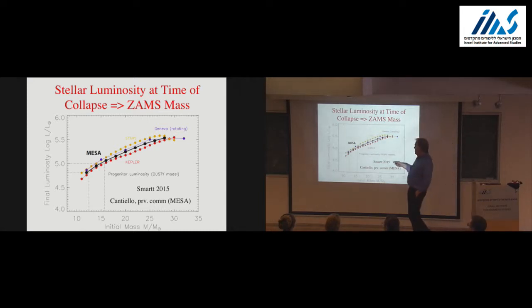Okay, so another variable, let me just give you all the uncertainties. Another variable is the amount of overshoot you presume has happened on the hydrogen main sequence. That makes a larger helium core. If you have a larger helium core, you are a more luminous star at the time of explosion. Okay, for sure. So, yes.